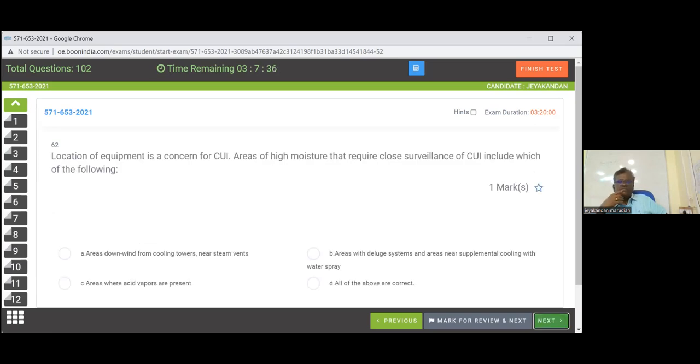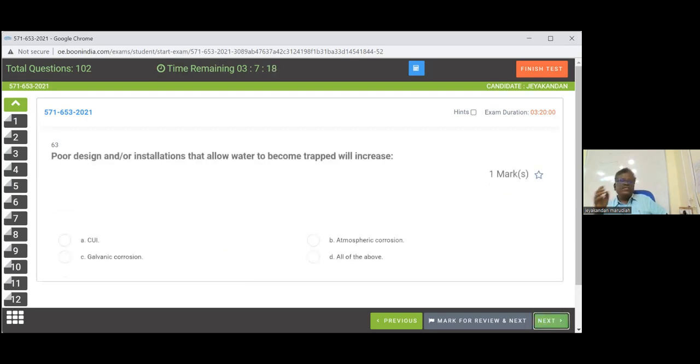Rotation of equipment is a concern for the CUI area. Areas of high moisture that require close surveillance for CUI: areas downwind of cooling towers, areas with deluge systems, areas with acid vapors, all of them. Next. Poor design and installation that allow water to become trapped will increase CUI. Poor insulation that allows water in will increase CUI.